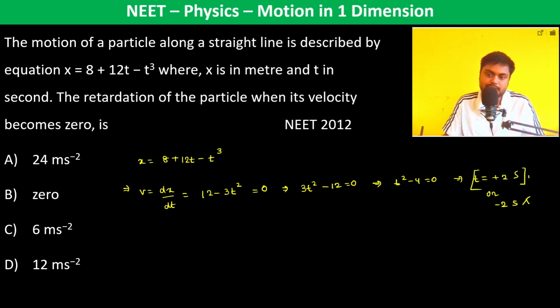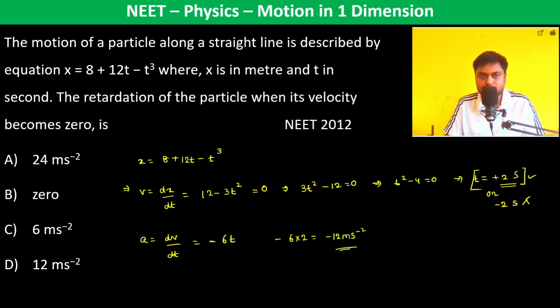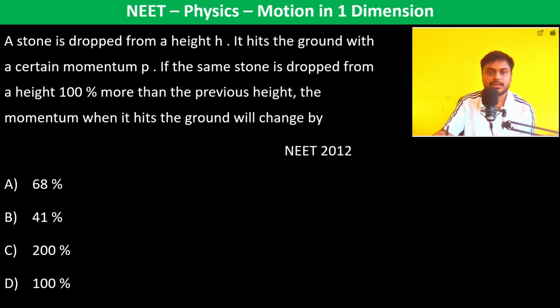At plus 2 seconds we have to find the acceleration. So acceleration, which is equal to dv by dt, will be equal to minus 6t. Now t is 2 seconds when the velocity becomes 0. So therefore minus 6 into 2 is minus 12 meter per second square. So therefore the retardation is 12. D is the answer. A stone is dropped from a height h.